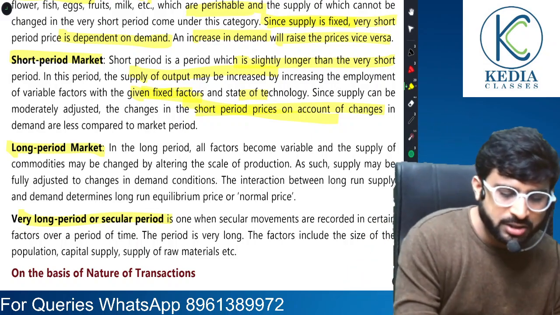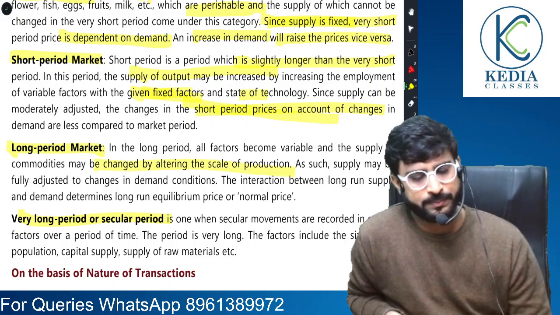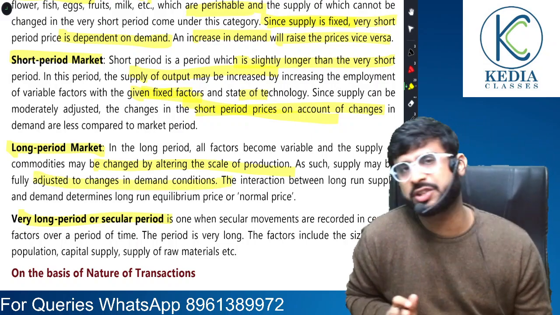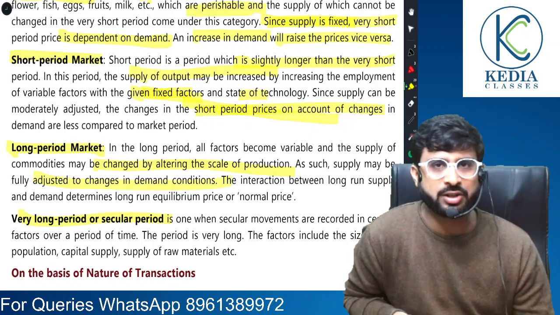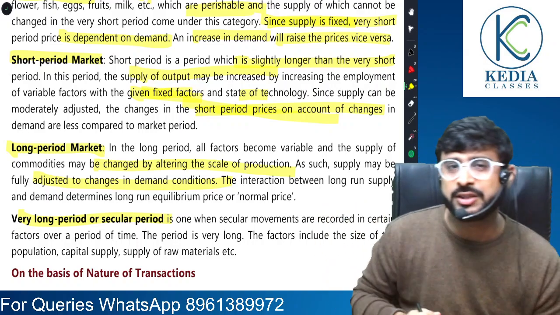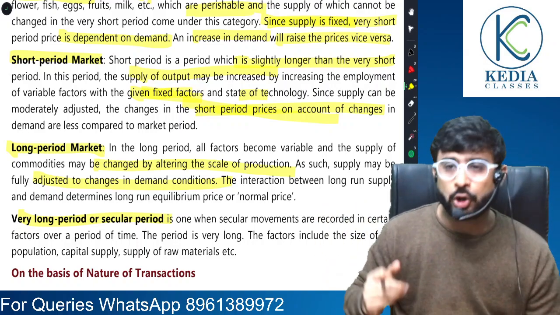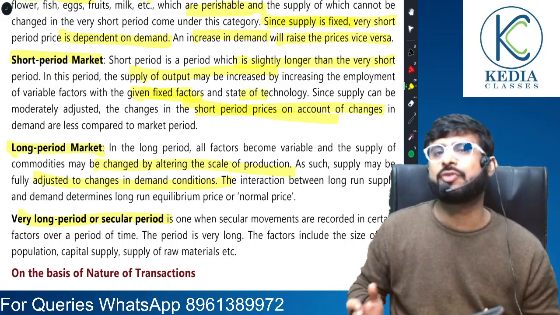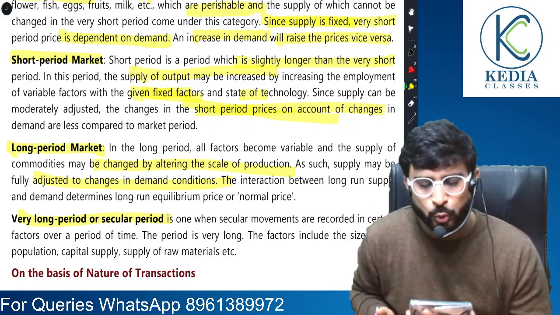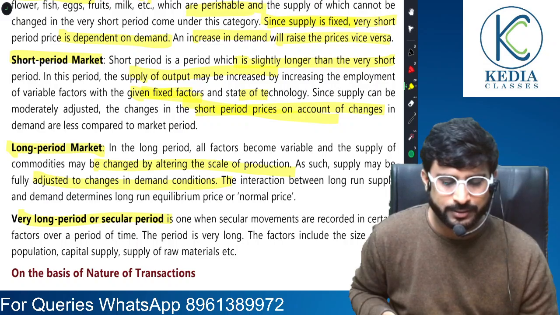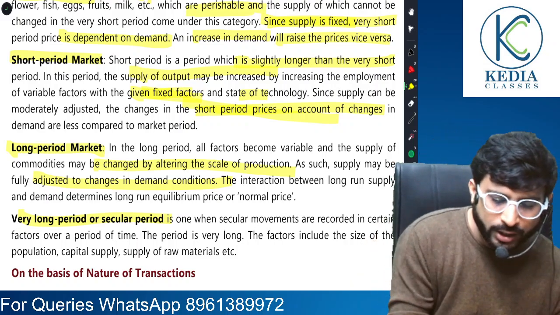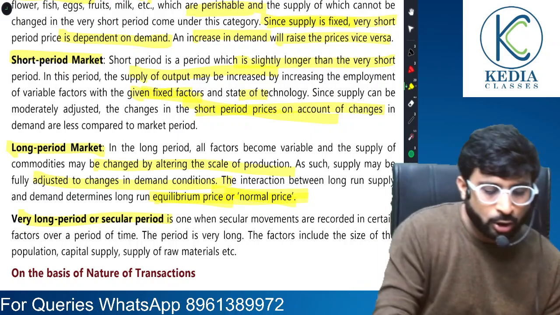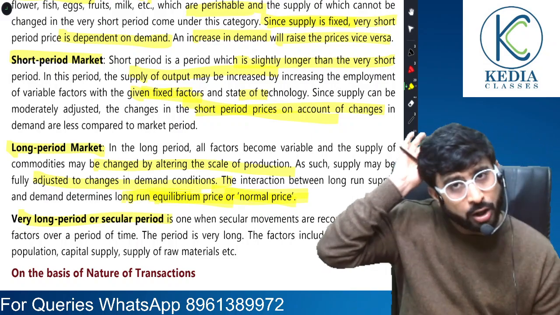Understood, sir. Long period. Friends, this is such a time period where everything is variable. So supply can be changed by any amount. Supply may be fully adjusted to change in demand. There is no restriction whatsoever because all the factors of production are variable. You can buy more machines, you can hire more workers. If needed, you can ask the workers to work overtime. So every kind of flexibility you can think of, you will find here. And this is where you see long run equilibrium price or normal price. Remember, long run equilibrium price is also called normal price.